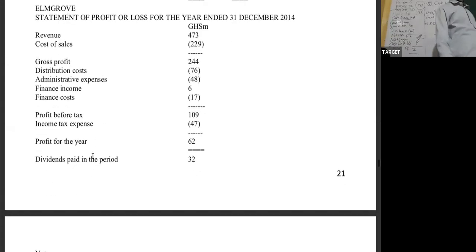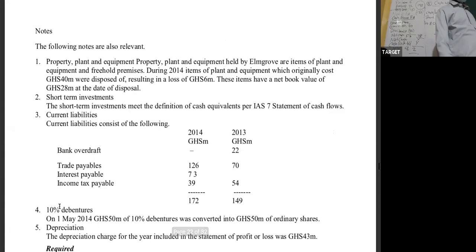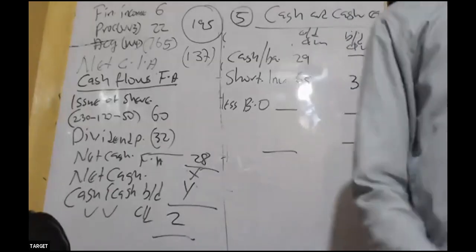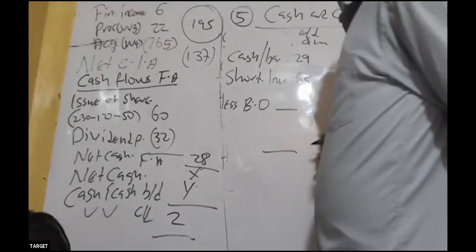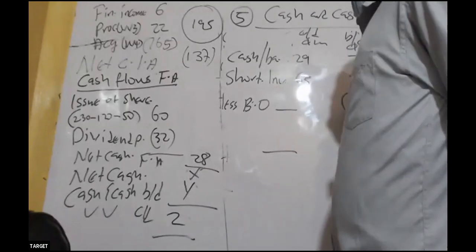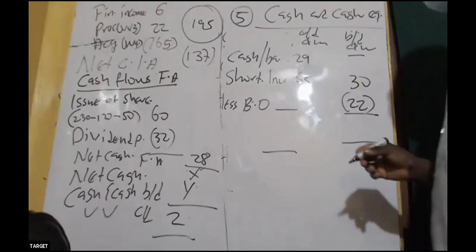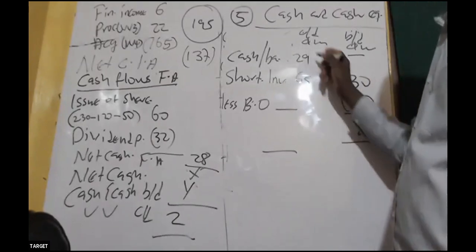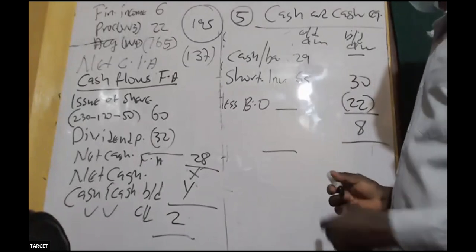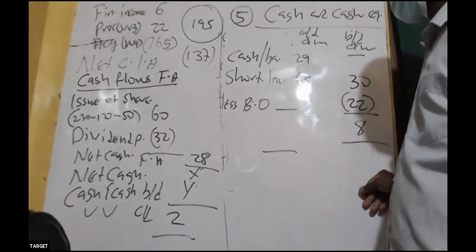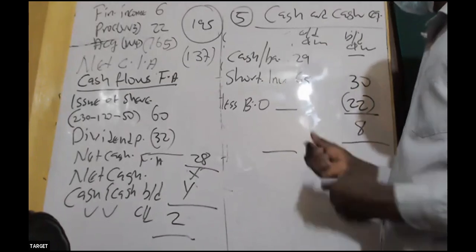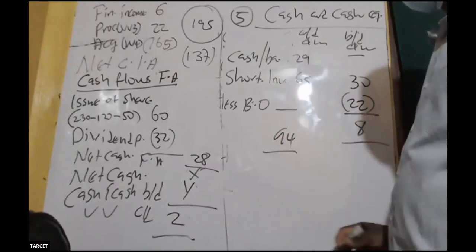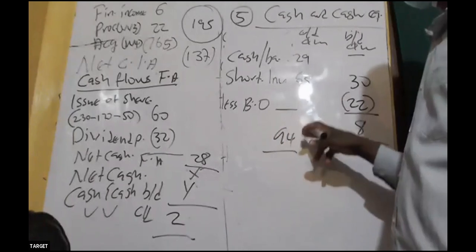Overdraft was classified as part of the current liabilities. So let's go to bank overdraft. Open balance is 22. Closing balance dash. So 22, we subtract. At the end of the day, adding all this, you get 8. Adding all this, 29 plus 65, 94. So the cash and cash equivalent at the end is 94.